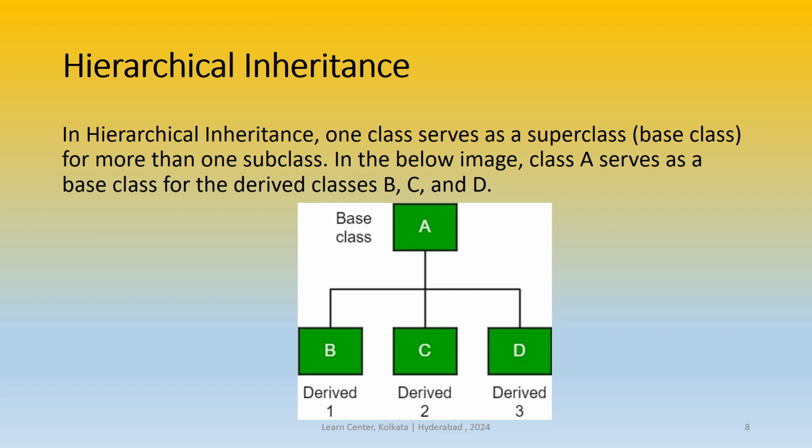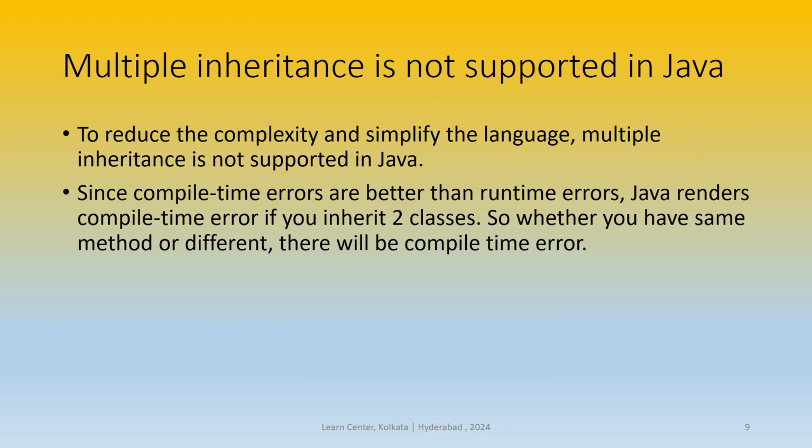Hierarchical inheritance. In hierarchical inheritance, one class serves as a superclass, that is base class, for more than one class. In the image below, class A serves as a base class for the derived classes B and C.